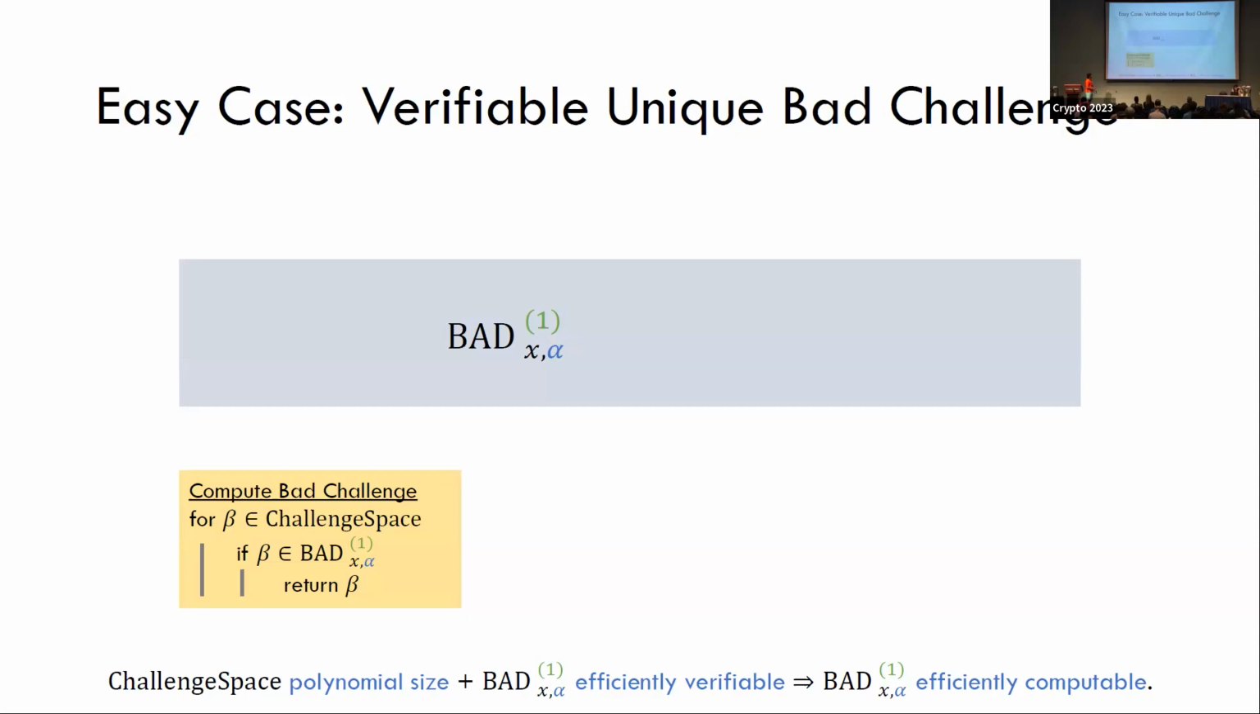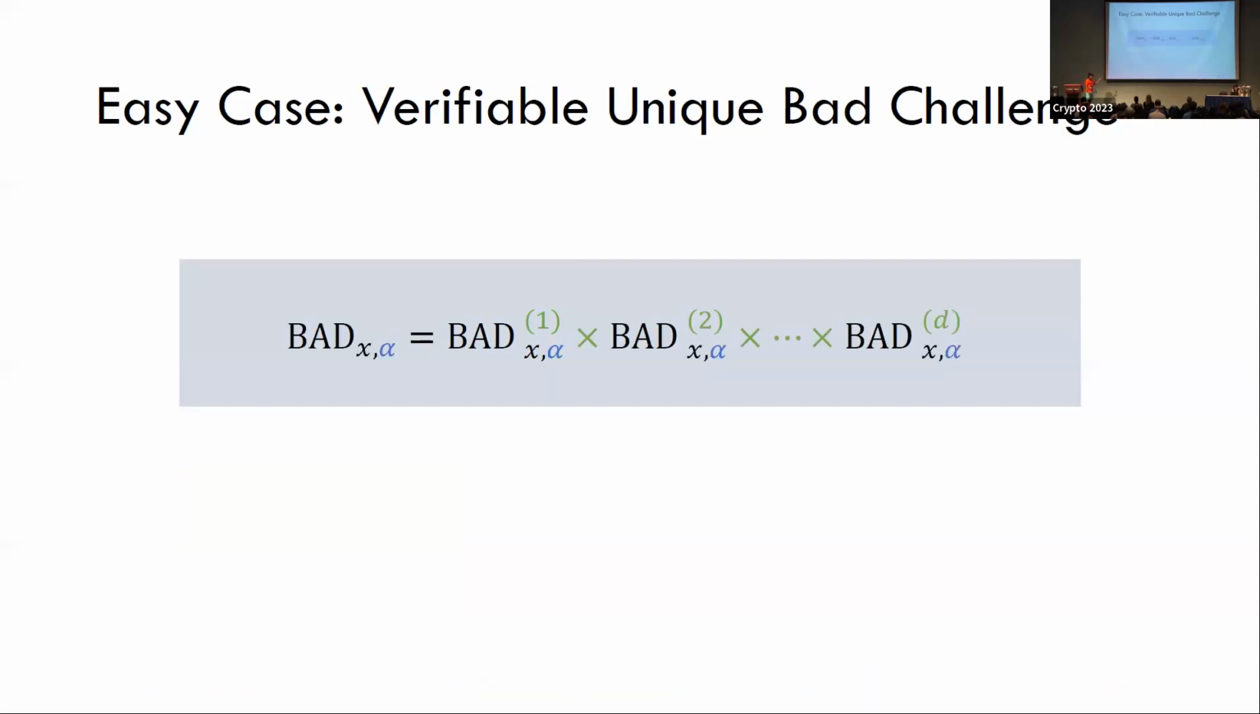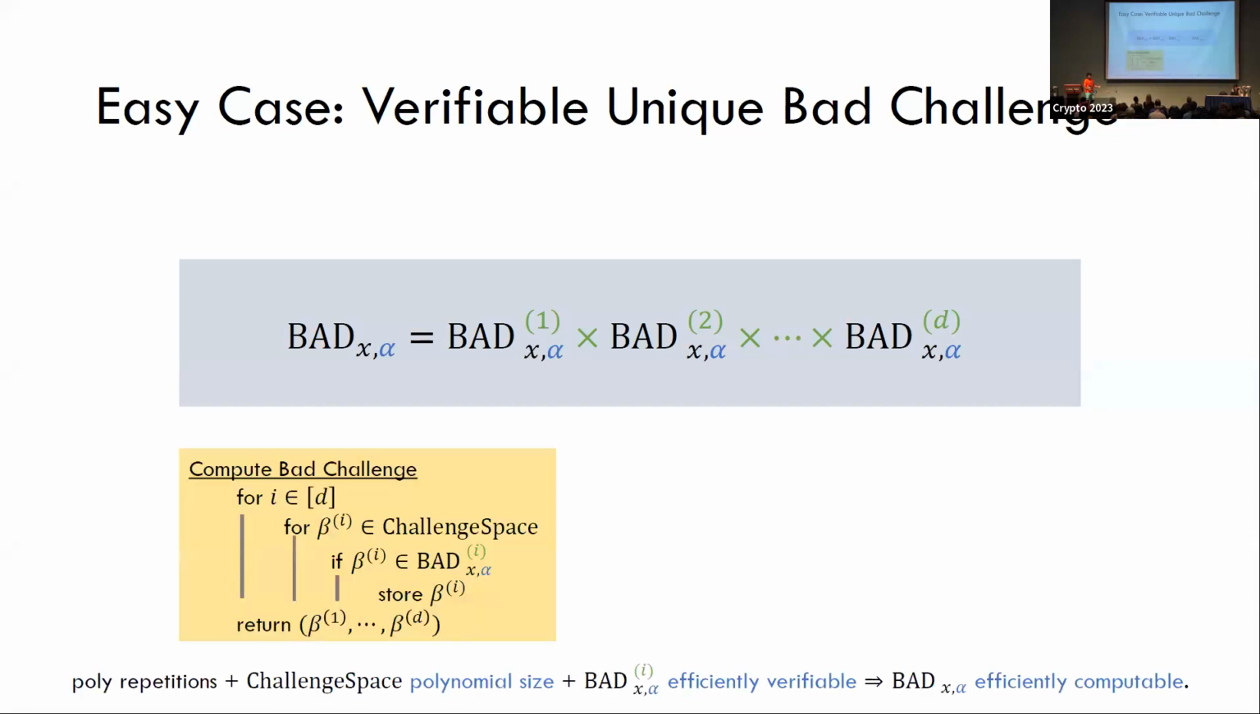All right. So does this extend to the product relation or the parallel relation? And it does, in pretty much the same manner as you would expect. You do this in parallel for each of them. So as long as there are polynomially many repetitions, this process of finding the bad challenge still remains efficient.